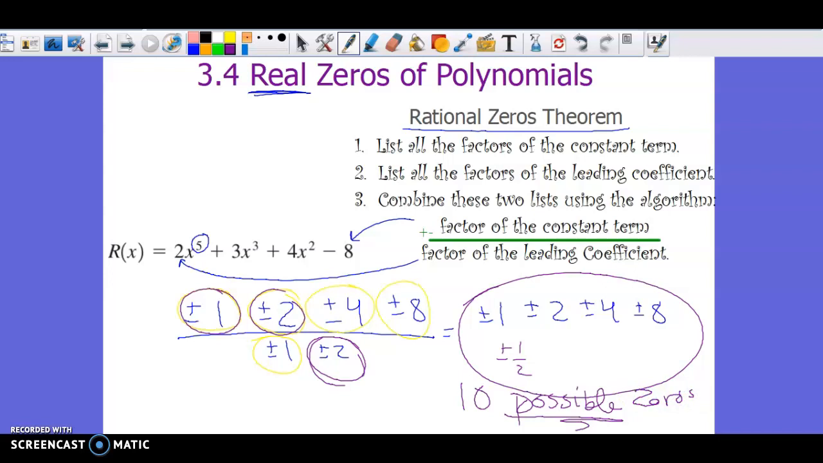I could plug in 1. I could plug in negative 1. And all I need to do is find one number that works. Because if you have 1, 0, you can use long division to figure out the rest of the factors. Okay? And that's what I'm going to show you how to do next.